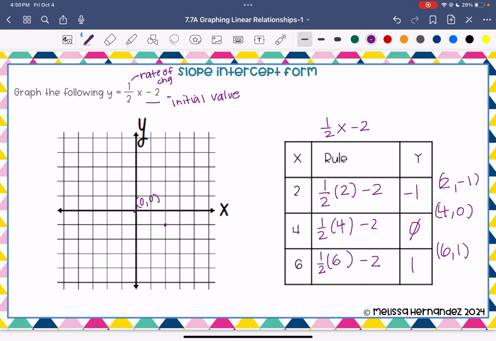And then the second point is 4, 0, so the 4 is positive, so I'm going to go over 4 spaces. 1, 2, 3, 4. Don't count lines, make sure you count spaces. And then I didn't go up or down, so I just put it right on the x-axis because y was 0. The last one is 6, 1, and I'm going to run out of room. I can tell you now. I'm going to just try to eyeball where it would be. So we'll go ahead and graph this.